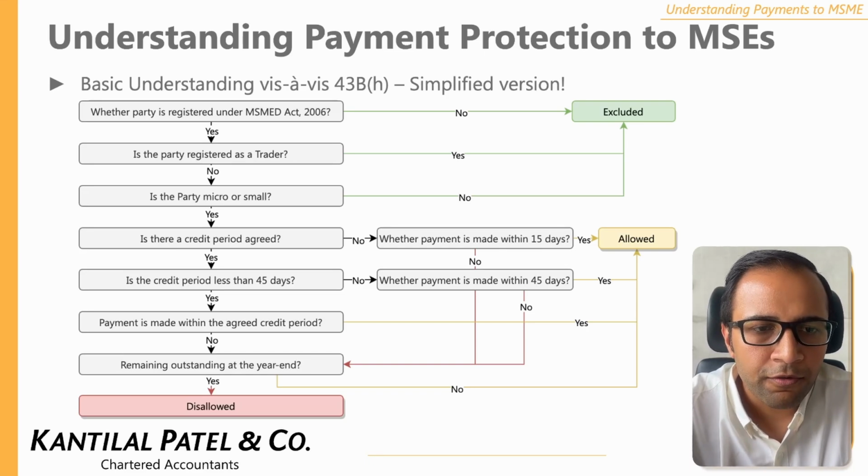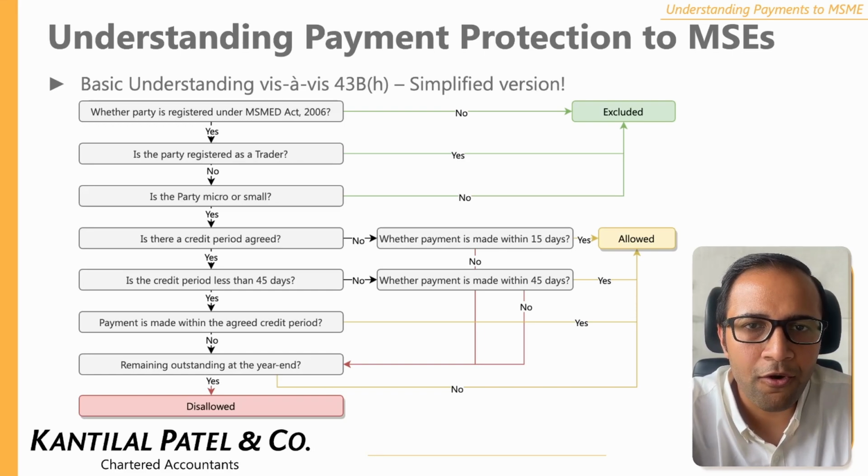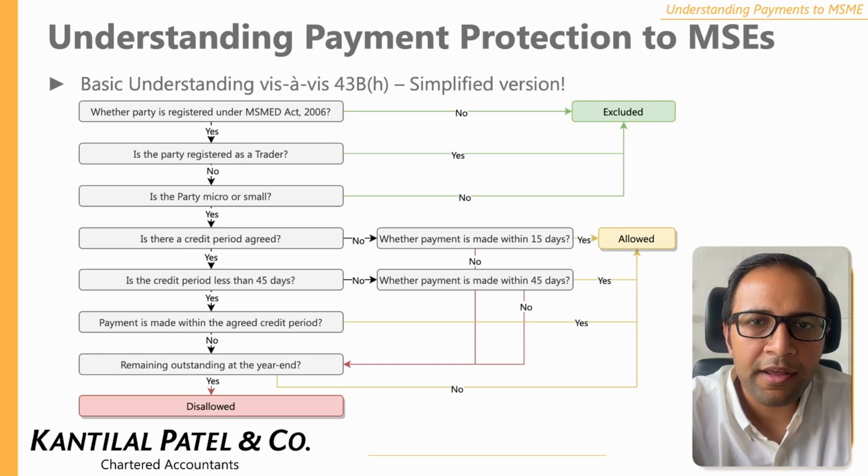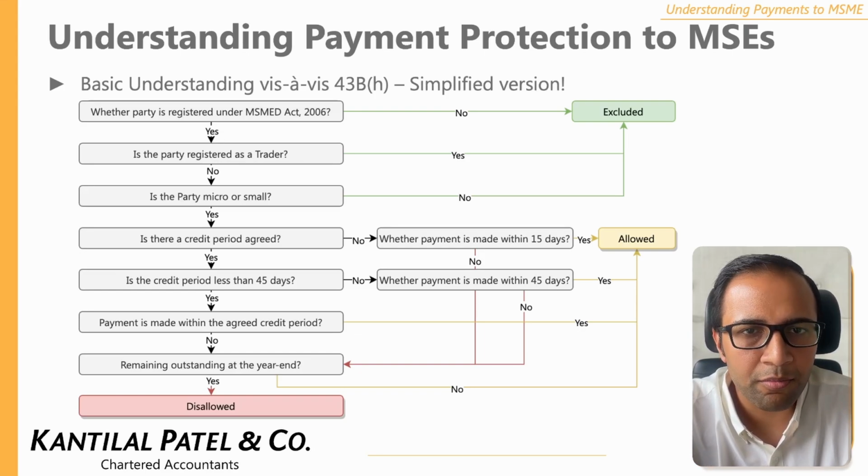So the first question you ask is whether the party is registered under the MSMED Act. Now, if the party is not registered under the MSMED Act, then the question of them getting any protection of payments or any other protection within the MSMED Act or 43BH applicability does not come. So they are completely excluded. If that party is registered under the Act, but it is registered as a trader, still that does not apply. Trader may be micro or small, but that does not have any coverage of interest payment protection, and same, it does not have any applicability of 43BH.